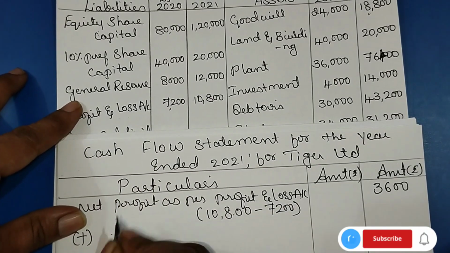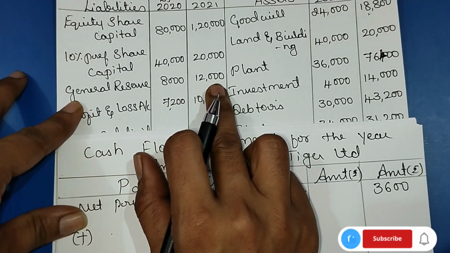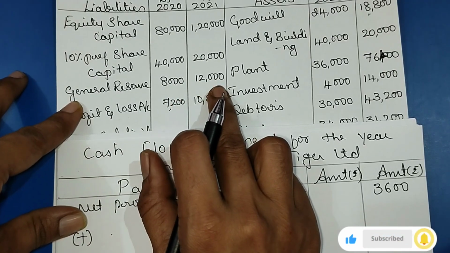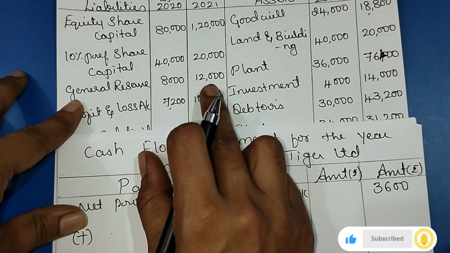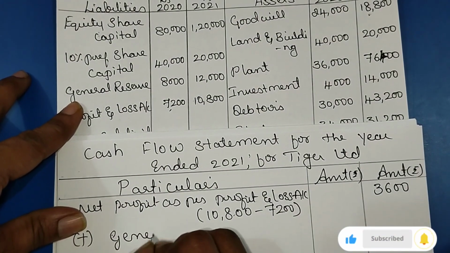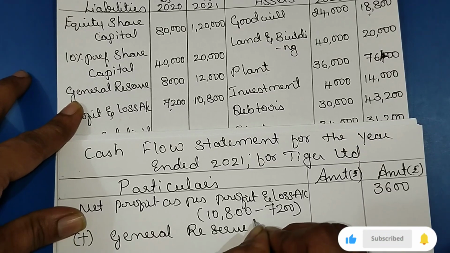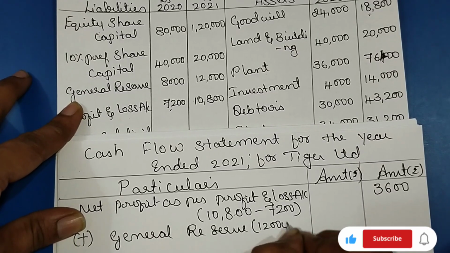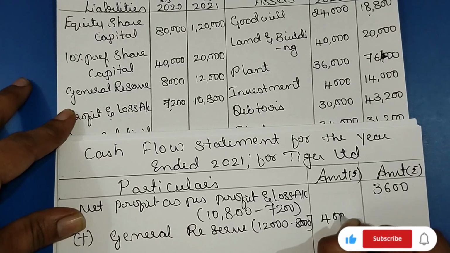So here we have general reserve. You can see 8,000 in the previous year, 12,000 in the current year. So we have transferred the difference 4,000 amount to the 2021 general reserve. So that amount we are taking. General reserve, 12,000 minus 8,000, 4,000.